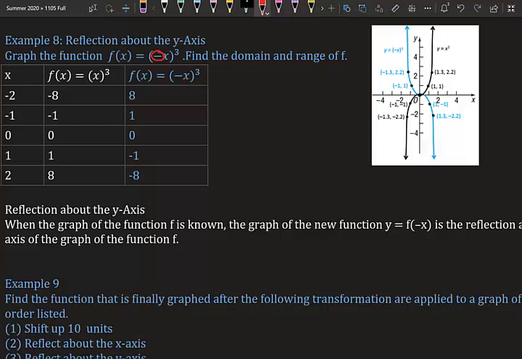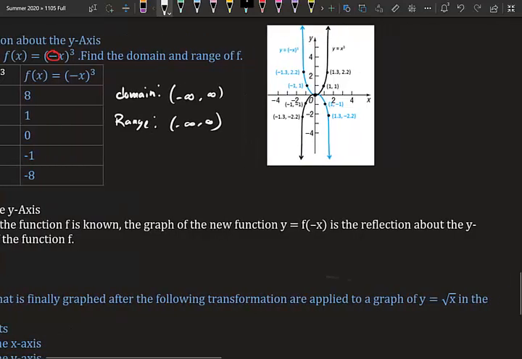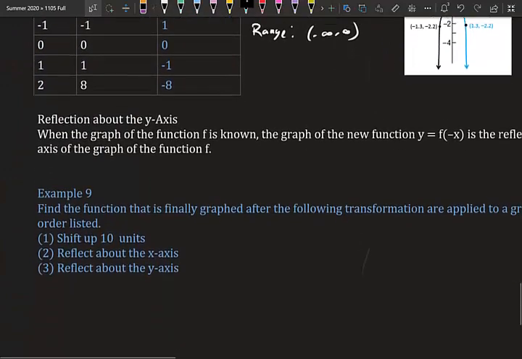So the black becomes the blue, and we're going to plot our points. So the domain, since I have double arrows pointing up and down, left and right, my domain is all real numbers. And for the range, since I have double arrows pointing up and down, the range is all real numbers. Reflection about the y-axis: when the graph of the function f is known, the graph of the new function y equals f of negative x is the reflection about the y-axis of the graph of the function f.